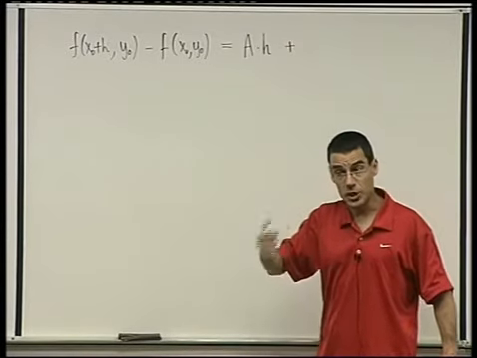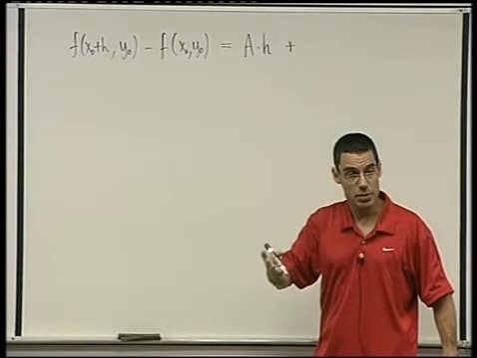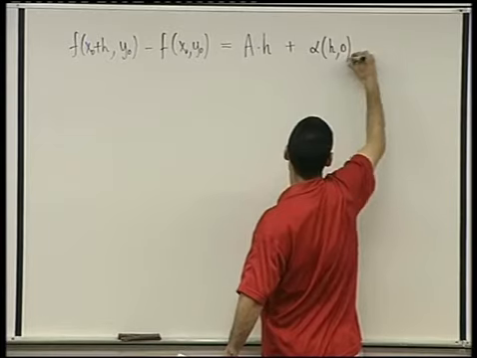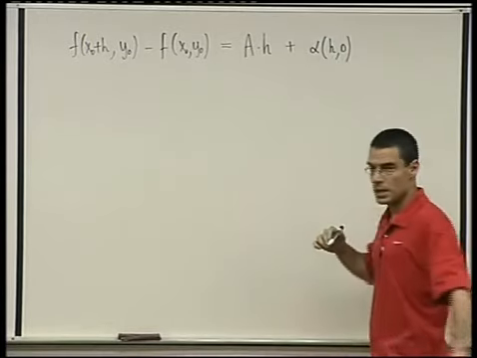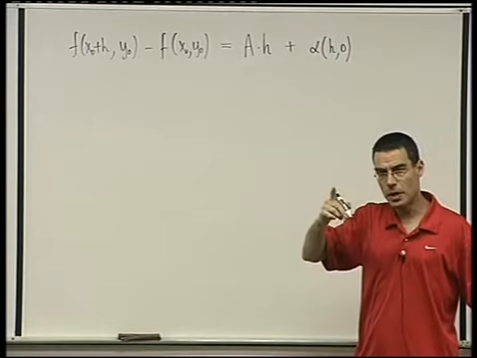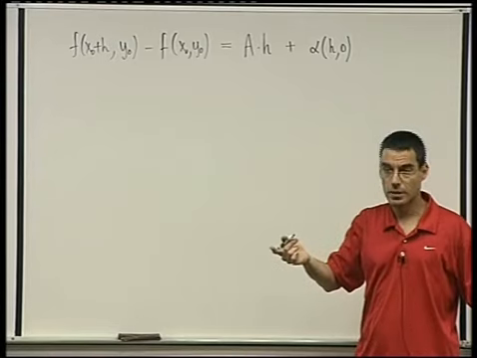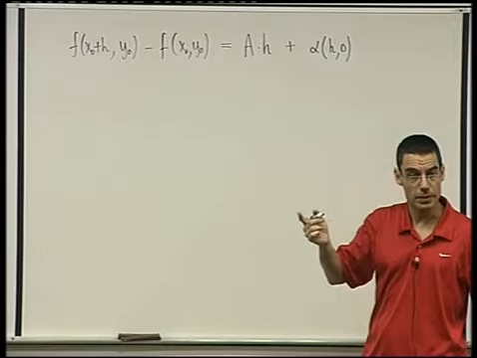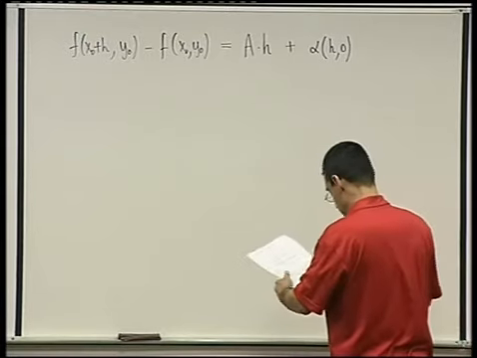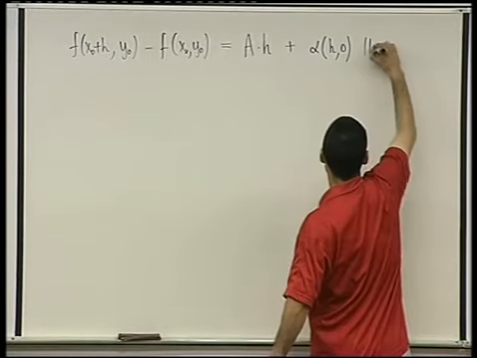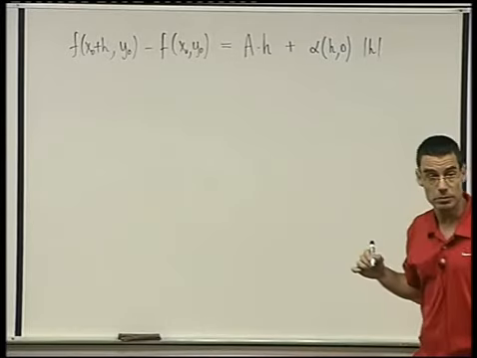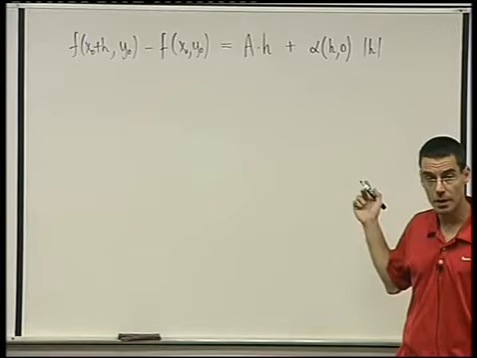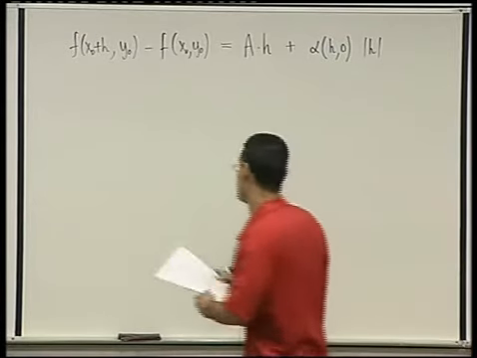alpha of h, k, but k is fixed, k is 0, right? So alpha of h, 0 times the root of h squared plus k squared, but k is 0. So it's the root of h squared. Do you agree? So plus alpha of h, 0 times h in absolute value, right? The root of h squared is h in absolute value. Do you agree? Okay, good. So this is what we get.